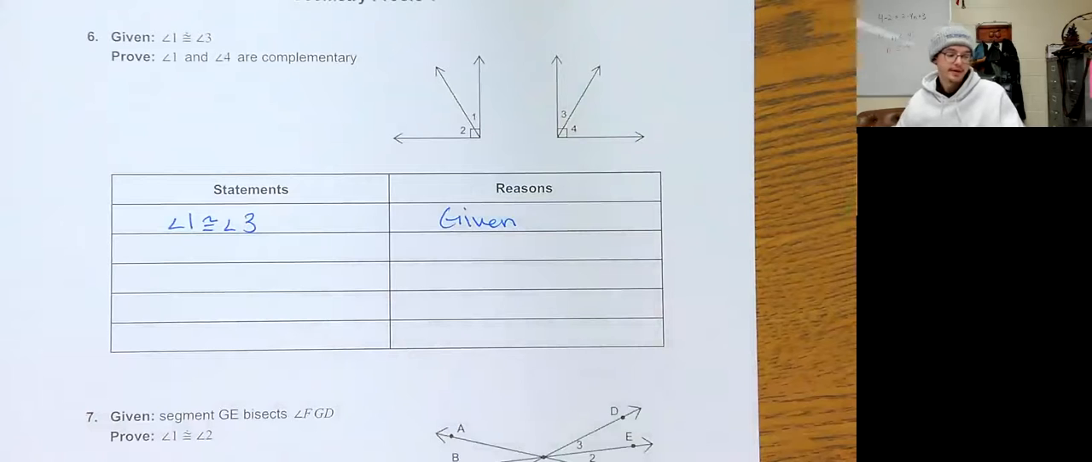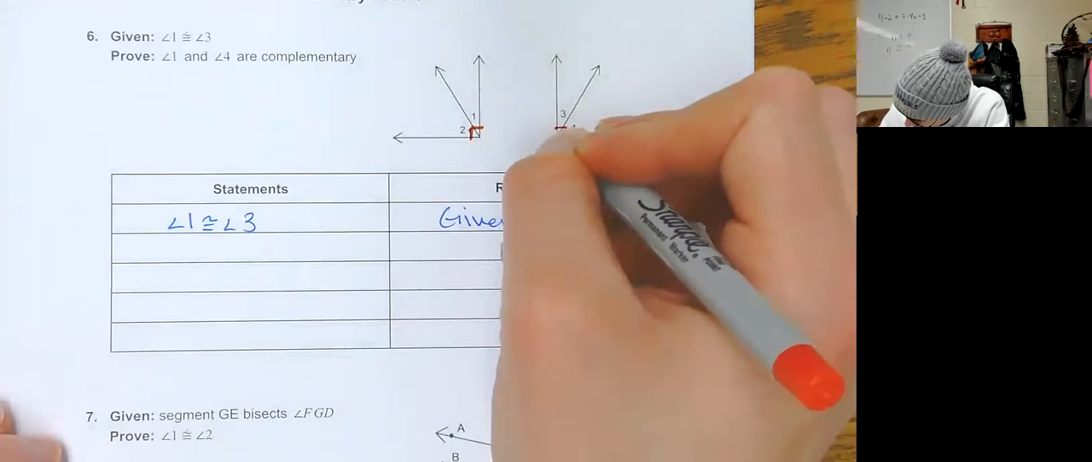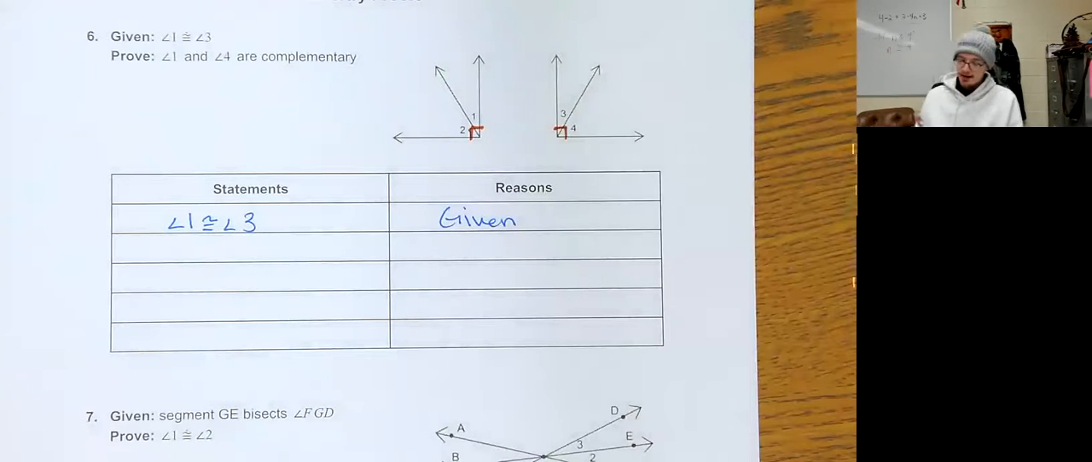Now, looking at this diagram, what is special about those boxes that I just highlighted red? They mean that these are right angles.